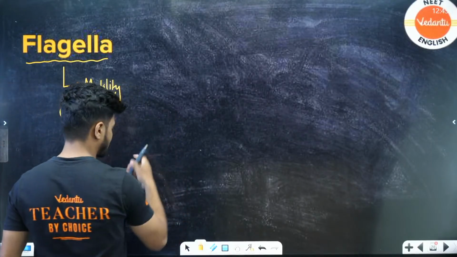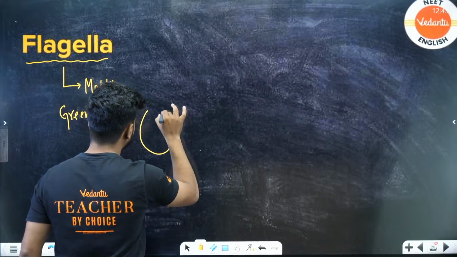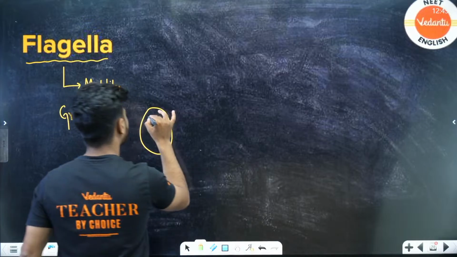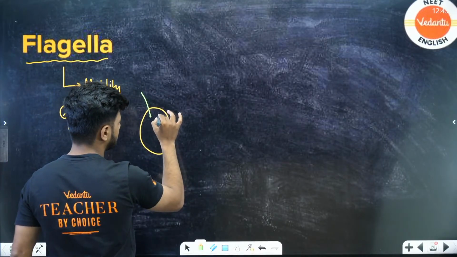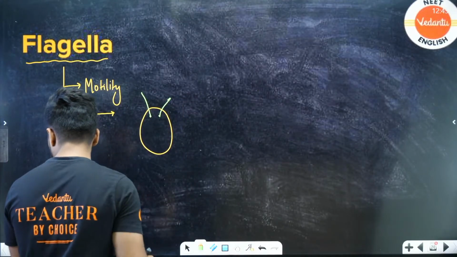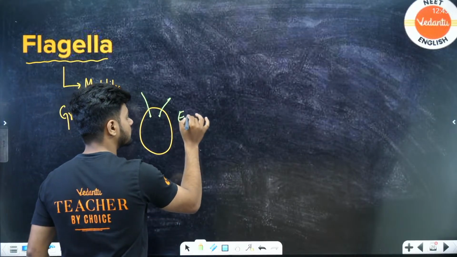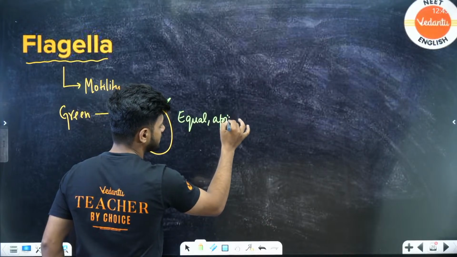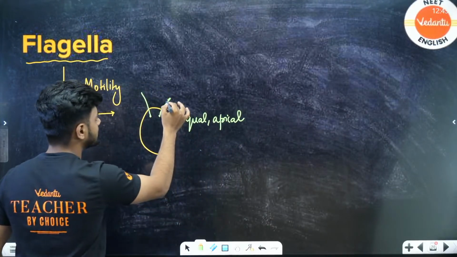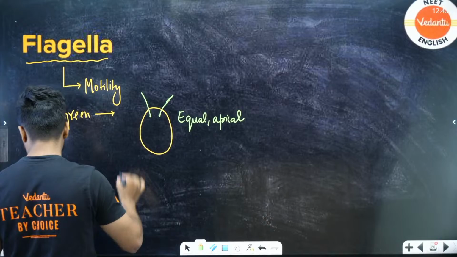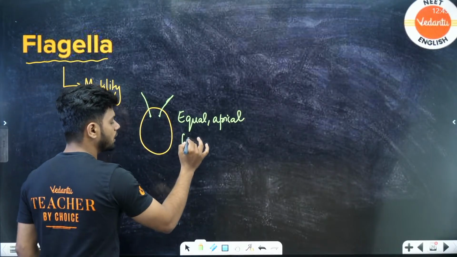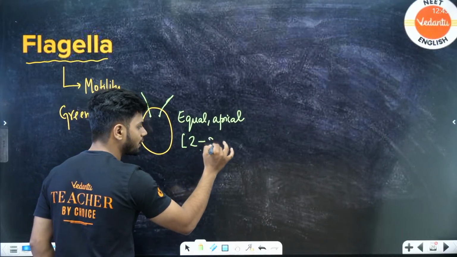In case of your green algae, let me draw the diagram. It will look something like this. And from the apex region, looks like an alien, no? From the apex region, we have equal and apical flagella. You see, it's equal in length. Both are equal in length, and it is at the apex. Now here I have drawn two, but it can range from 2 to 8 in number.